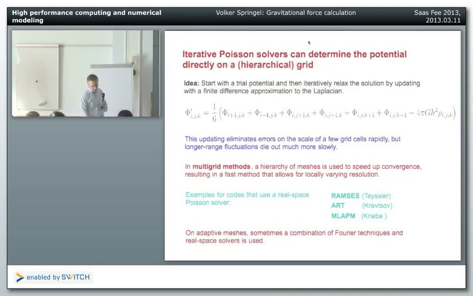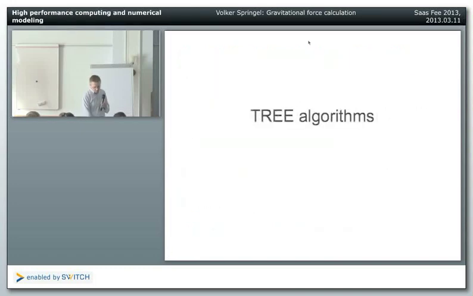Sometimes this relaxation technique is also combined with Fourier techniques. There are also combinations possible. For example, you could use the Fourier technique on the largest grid, also partially to avoid this issue that long-range errors die out slowly. Now let me come to tree algorithms.